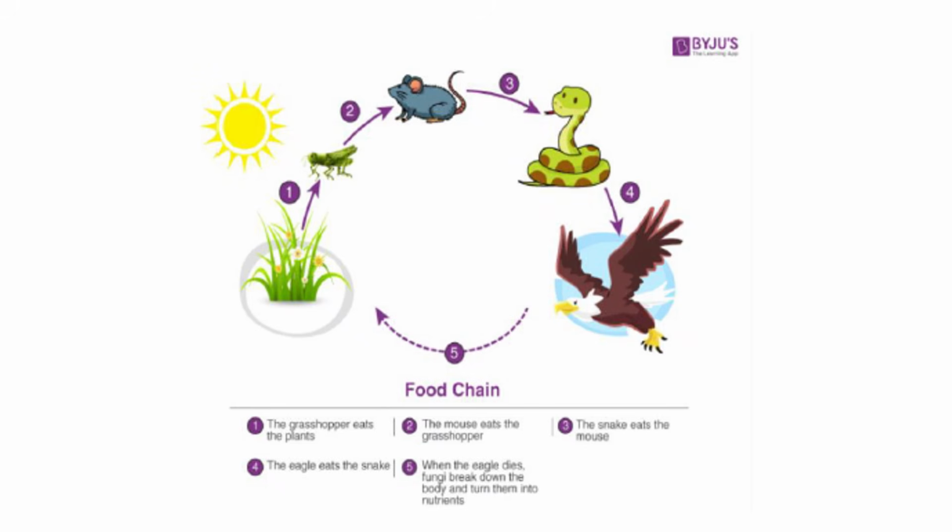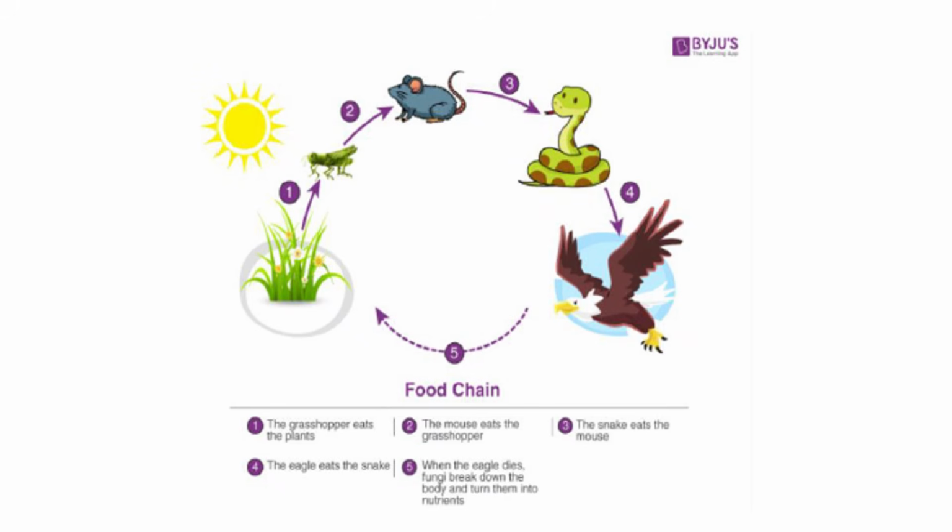Then the snake, the tertiary consumer. The snake eats the mouse. It's a carnivore. It only eats other animals. Then the eagle, the top predator or quaternary consumer. The eagle eats the snake. It's the top of the food chain because no other animal hunts it.